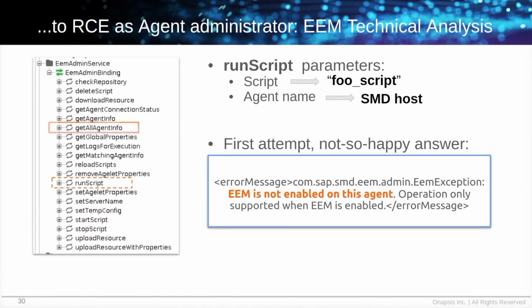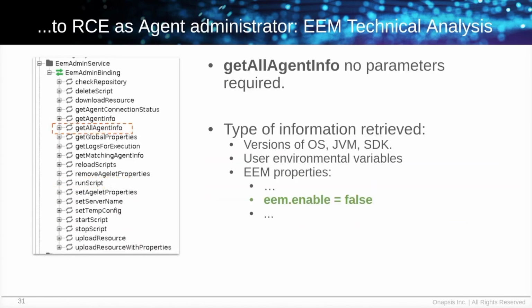Among the different methods, we found one called getAllAgentInfo. That was really helpful because it was a getter function. This means that usually they don't ask for parameters and they provide really good information, and this case was no exception. Once we got the answer of getAllAgentInfo, we saw one particular property called EEM-enable that was set to false. So we started thinking, maybe we can modify this and set it to true, and maybe that works. I don't know, it's just an idea.